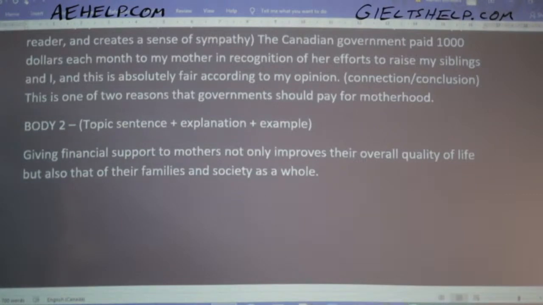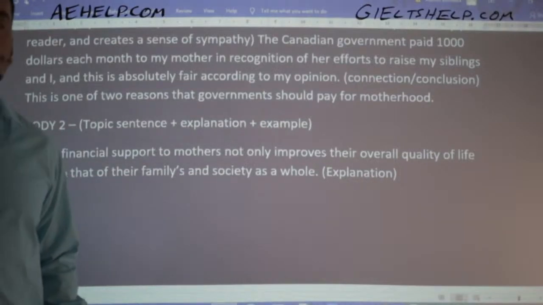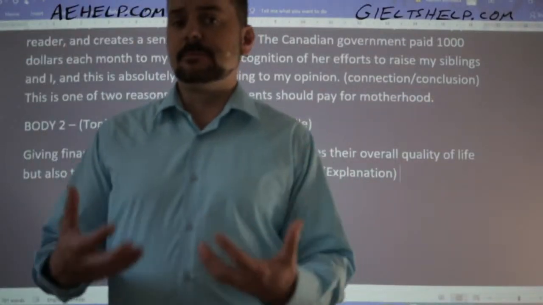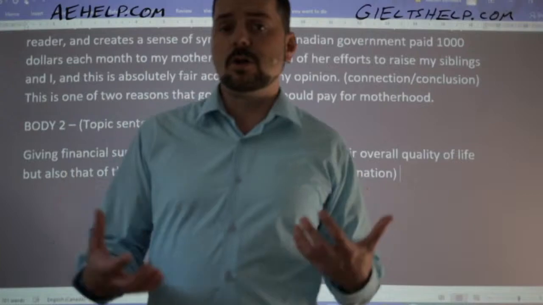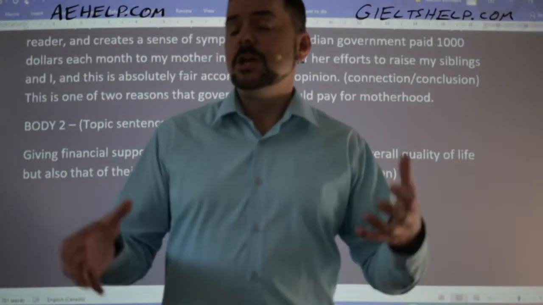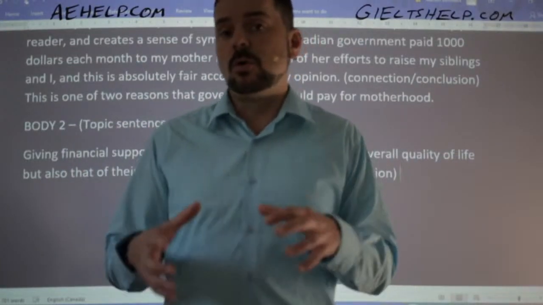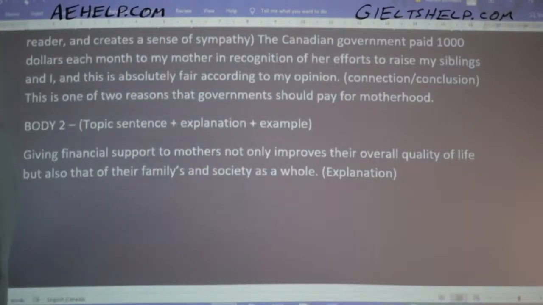Okay. Let me make a quick correction here. It's possessive here. Families' lives. Okay. And now comes the explanation. What do you mean? So what do you mean by giving money to moms, their overall quality of life improves? Again, visual and quantitative information.